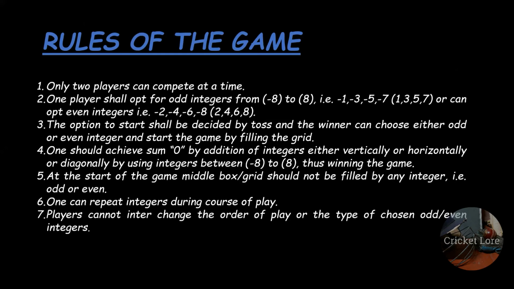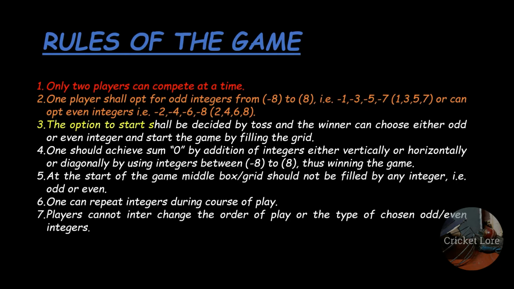Now let us discuss the rules of the mathematical tic-tac-toe game. Only 2 players can compete at a time, so this game is played by 2 players. The second rule states that there are 2 teams, the odd team and the even team. If you opt for the odd team, you can use the odd integers between -8 to 8, that is positive and negative 1, 3, 5 and 7. If you opt for the even team, you can use the even integers between -8 to 8, that is positive and negative 2, 4, 6 and 8 to fill the grids.